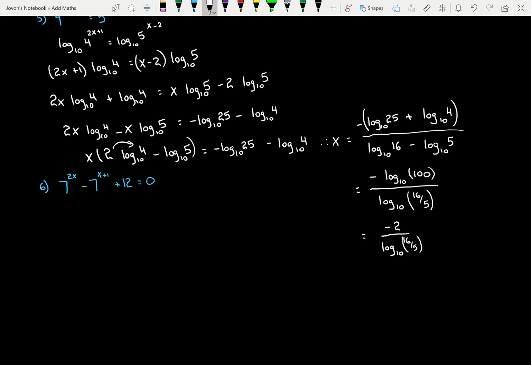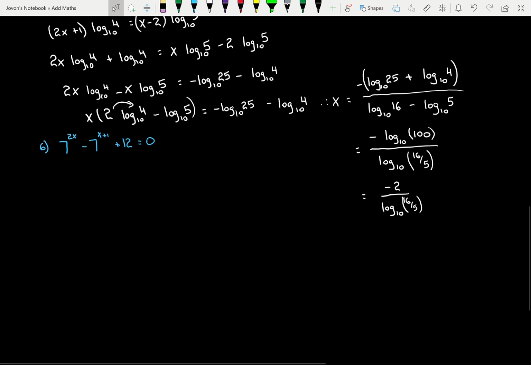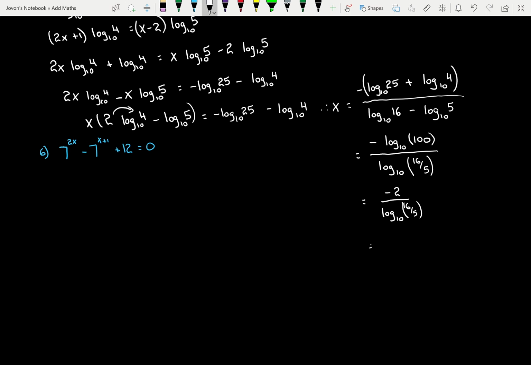That answer should work out, once you put that in your calculator, it's supposed to be equal to 3.96. Okay, that's the value you're supposed to get when you put it in your calculator. Let me just double check to make sure.